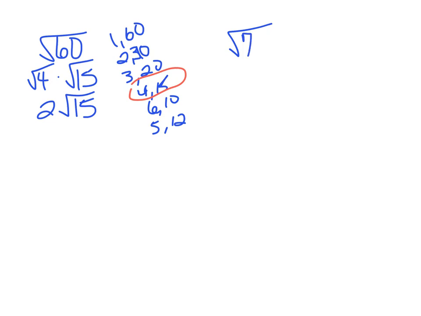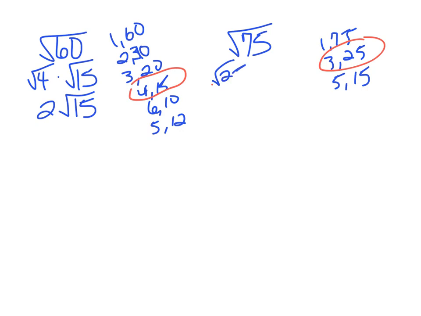All right, another example, square root of 75. Again, either think to yourself or start listing to the side things that would multiply together to give you that number. You want to pick the set that has a perfect square listed with it. So this is going to be the square root of 25 times the square root of 3, which is 5 square roots of 3. So that would be simplified.